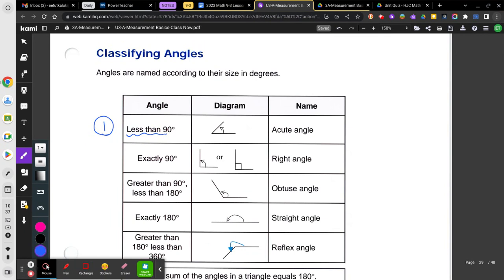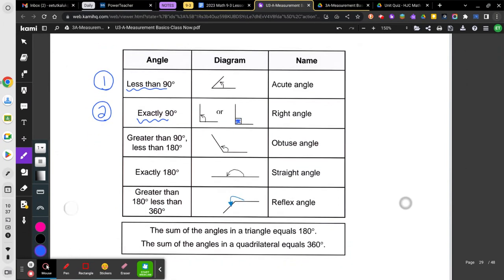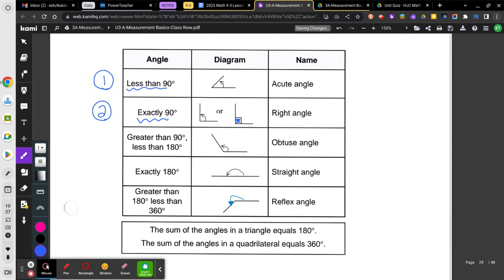Then we have the exactly 90s where we have that little box. That's called the right angles. Then we have the ones that are bigger than 90. They say, hallelujah. Those ones are greater than 90, less than 180. So the third type, that's called obtuse. We have exactly a straight line. Exactly a straight line is 180. And then we have bigger than 180.